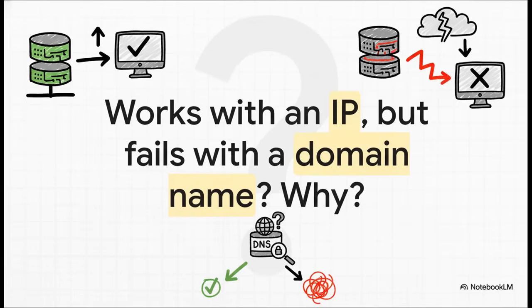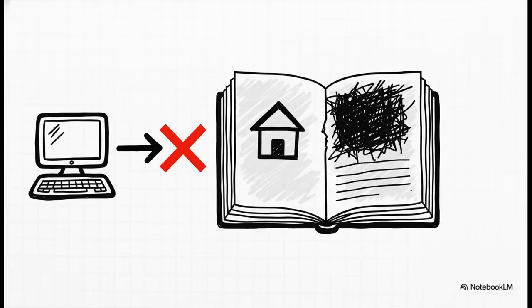All right, here's another classic head-scratcher for you. You can connect to a server just fine using its raw IP address, the numbers, but when you try to use its friendly domain name, you get nothing. It just fails. So what's going on there? That's a huge clue, right? It's telling you the problem happened way back at the very beginning. The journey failed before it even started. Your computer is trying to look up the name in the internet's phone book, but for some reason, it can't find the entry. The server's fine, the network's fine, but that initial address lookup, that's what's broken.